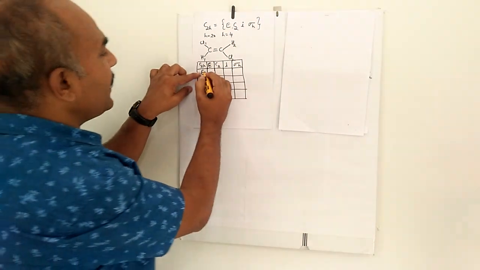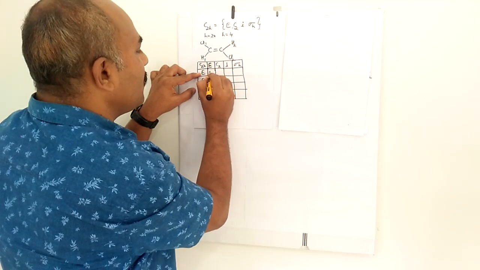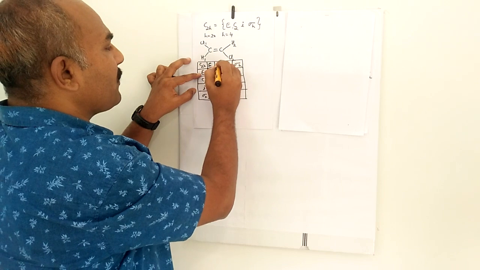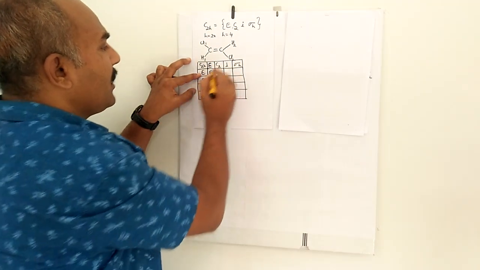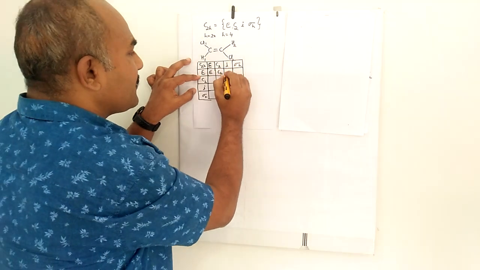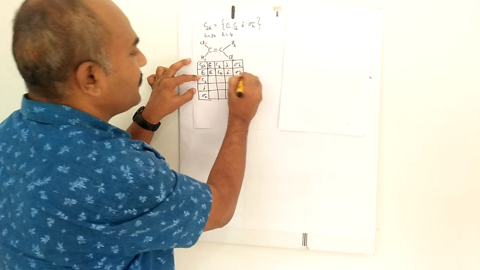Already I told E multiplied by E. E is the identity operation, not doing anything on the molecule. Answer is E. Identity operation followed by the rotational operation, so that answer is C2. E multiplied with the inversion center, answer is i. E multiplied with sigma h is sigma h.